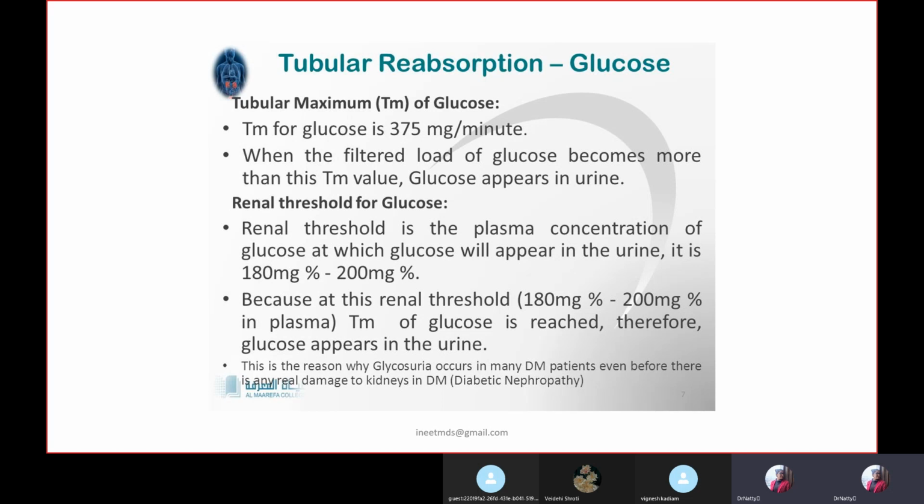But it will not lead to that situation at all, because when the plasma concentration of glucose itself increases beyond 180, it will not reabsorb more. So when this threshold is reached in the plasma, it will appear in urine. So don't get confused between these two words. Just remember, tubular maximum is 375, whereas the renal threshold for glucose is 180 to 200 milligram per deciliter.